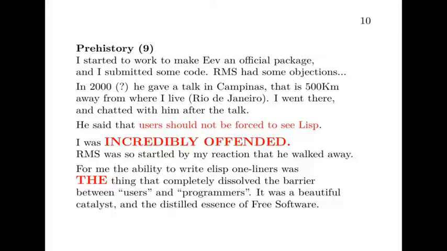And in the year 2000, I discovered that he was going to give a talk in a city close to where I live. I live in Rio de Janeiro in Brazil, and he was going to give a talk in Campinas, that is just 500 kilometers away from Rio de Janeiro. I went there, I attended the talk, and I chatted with Stallman after the talk. I mentioned things about EEV, and he remembered the discussion and the code, and he said that users should not be forced to see Lisp. And then I was incredibly offended. That was totally absurd. And Stallman was so scared, so startled by my reaction that he walked away.